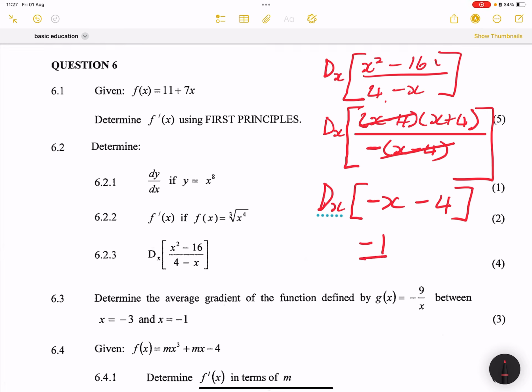So that is how the cookie crumbles. That's the only variable in that case, with respect to x. It has a coefficient of negative 1, and that's about it.